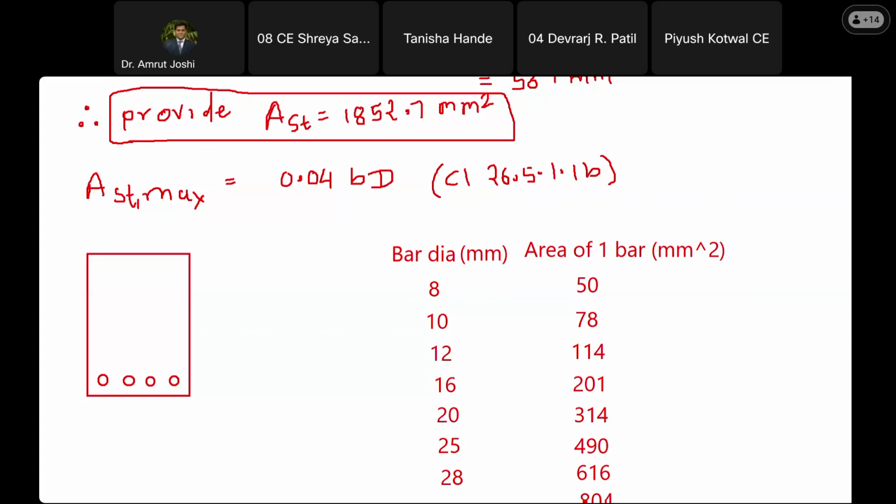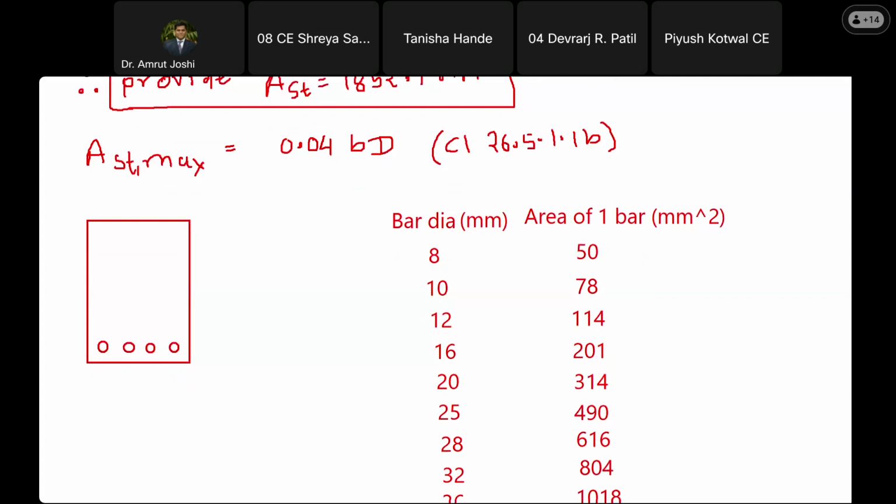So if I choose the bar diameter as 20, so how many bars do I need to provide? 1852 divided by 314. So I need to provide around 6 bars. So can I provide 6 bars in one layer? No, I will have to go for 2 layers. Are you with me? Yes, sir. Why I cannot provide these bars in one layer, I will let you know in a while. But now let us not go for 20 mm bar diameter.